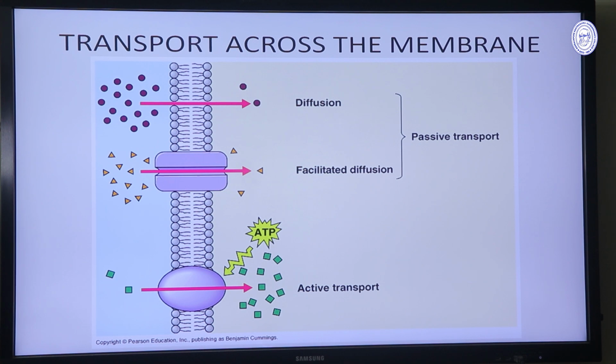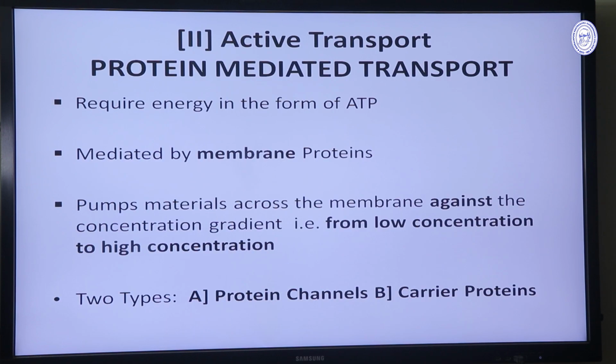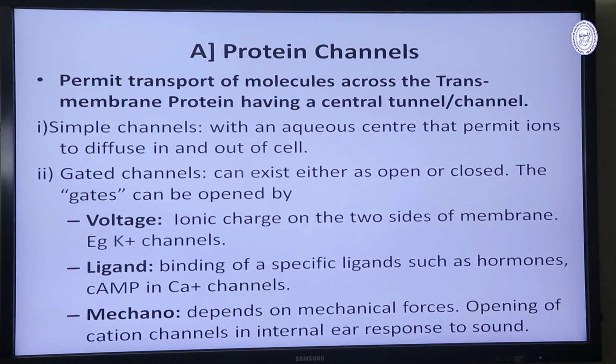Next, another type of transport mechanism that needs ATP as an energy expenditure is active transport. The active transport requires energy, as I have already told you, in the form of ATP. It is mediated by membrane proteins. It pumps materials across the membrane against the concentration gradient, that is, from low concentration to high concentration, and it is of two types. One is protein channels, another is carrier proteins.